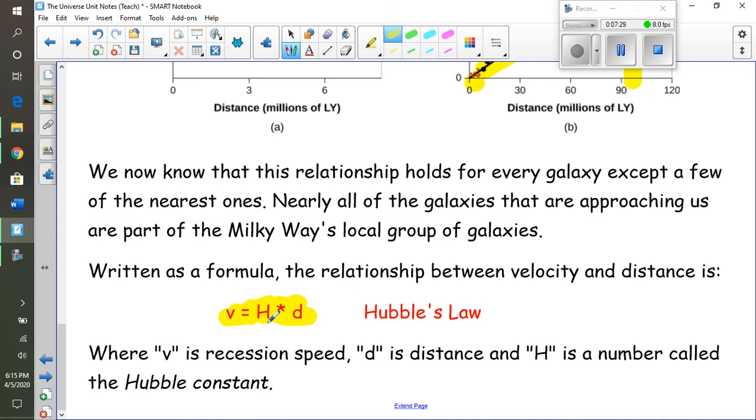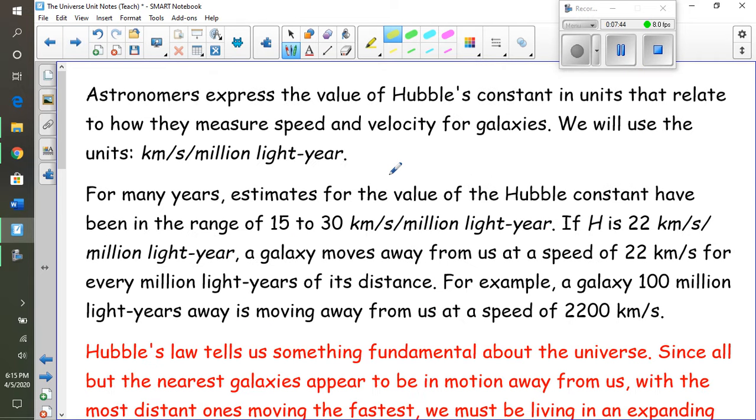So really, if we have a really, really good number for Hubble's constant, we have a way of calculating speeds. So it all comes down to Hubble's constant. How good can we measure that? So astronomers, they use some crazy units, and for Hubble's constant, we're going to be using this unit primarily, kilometers per second per million light years.